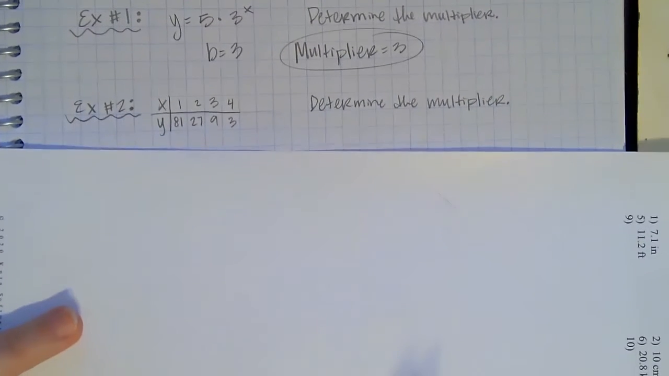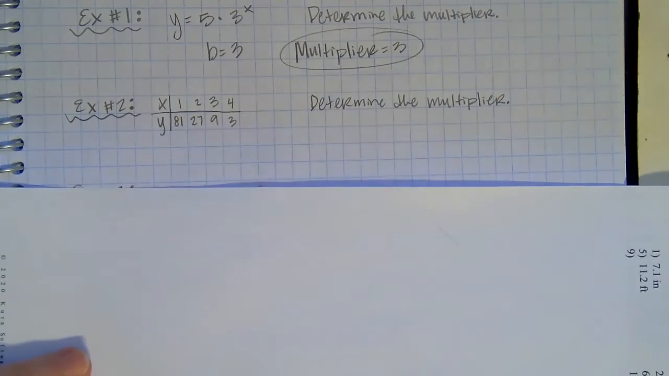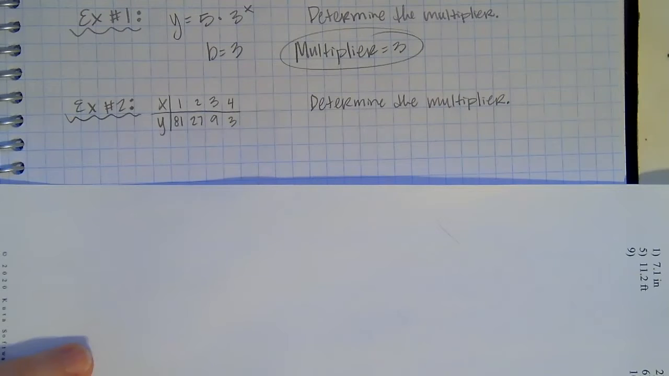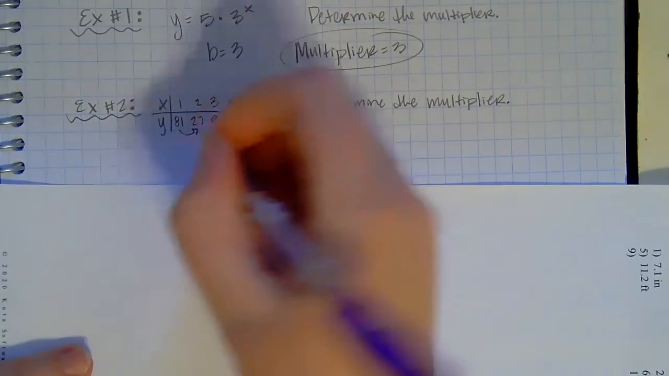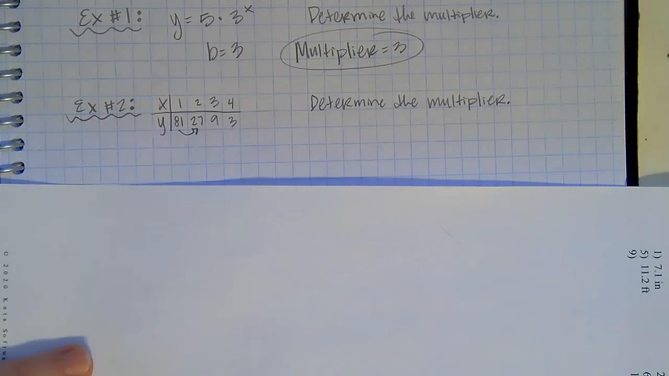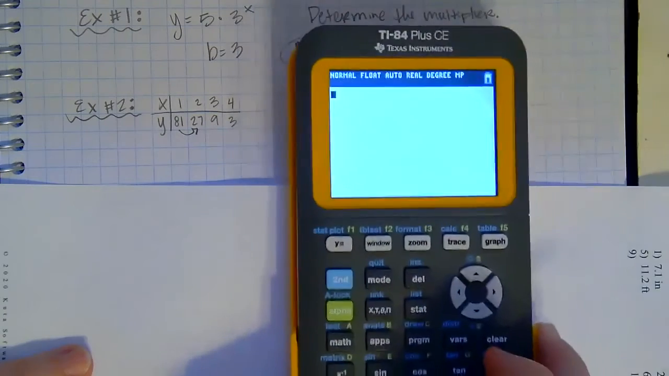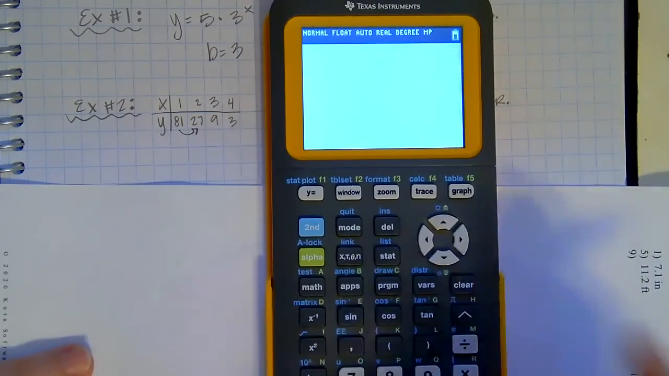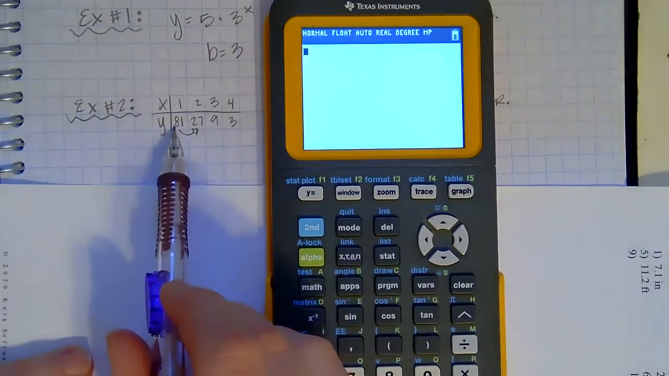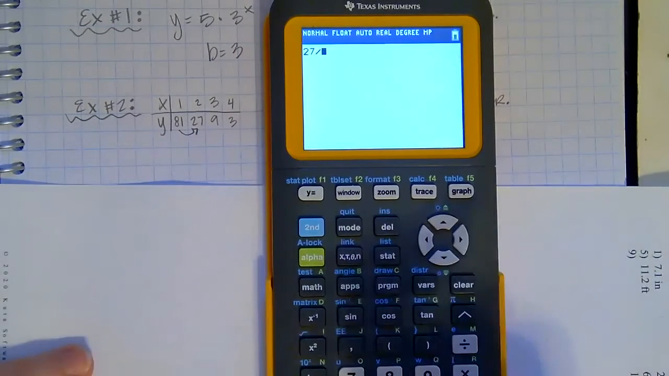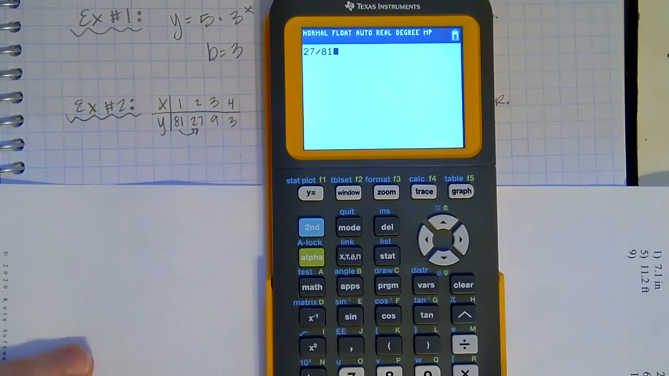So here we have a table. Remember, the multiplier is finding out what number's multiplying every time, so that's what I'm going to do. Okay, so I'm going to go backwards. So from 81 to 27. Now, sometimes you'll be able to see what's multiplying easily, but remember we talked about this yesterday, that if you can't see what's happening, we can divide backwards. So I can do 27 divided by 81, like this, and that'll give me my multiplier.